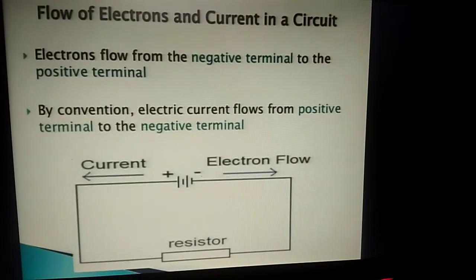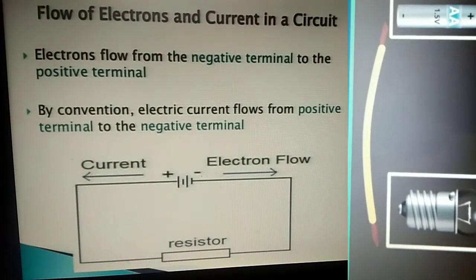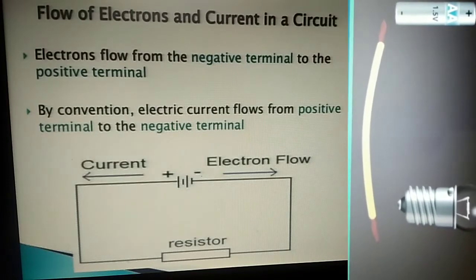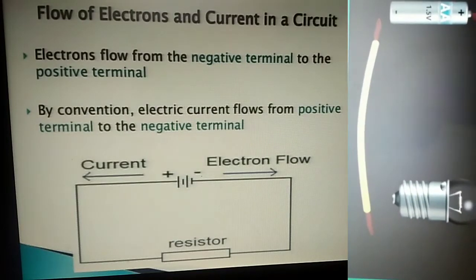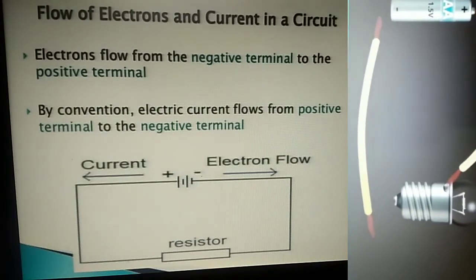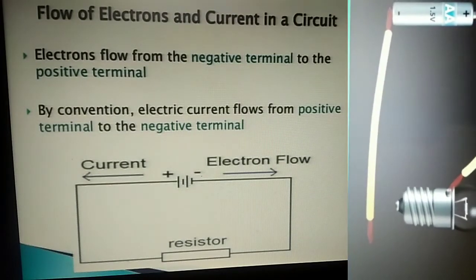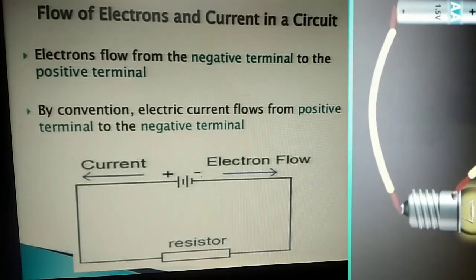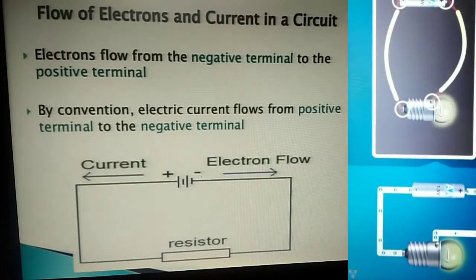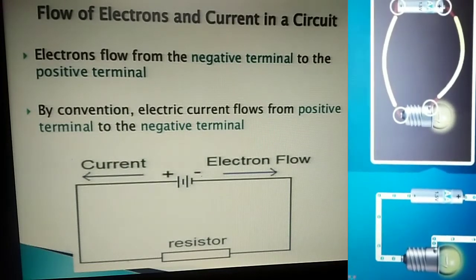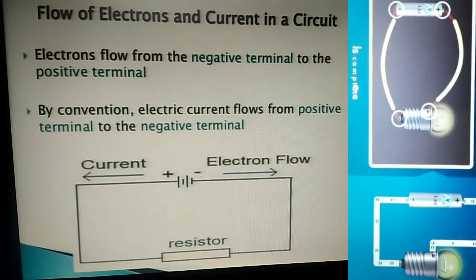Now, we will see the whole chapter, till what we have learned, at a glance. Flow of electrons and direct current in a circuit. Electrons flow from the negative terminal to the positive terminal. By convention, electric current flows from positive terminal to the negative terminal.